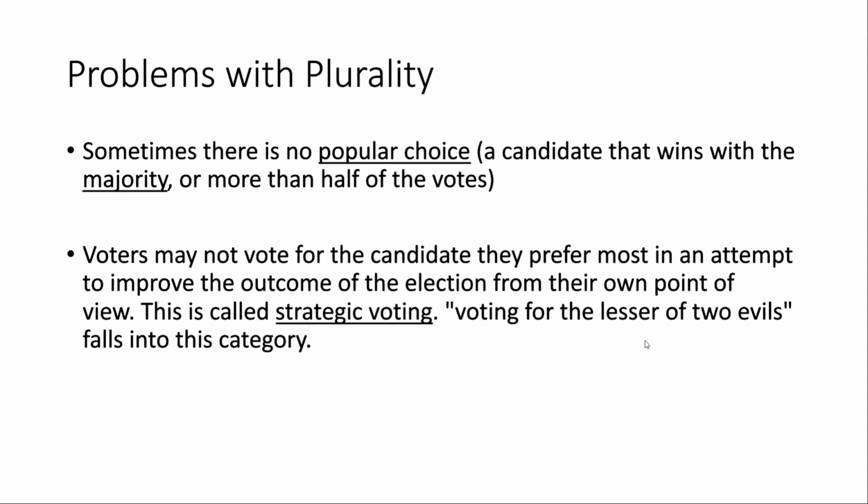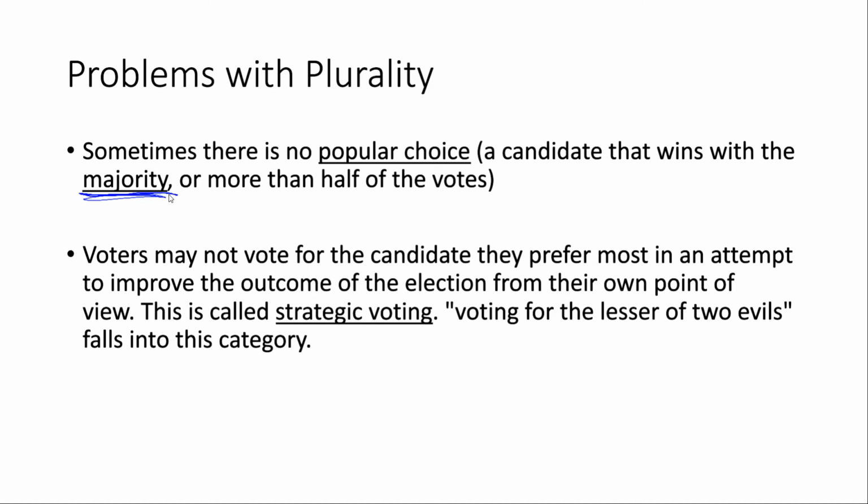Now we'll talk about some problems with the plurality method for voting. One problem is sometimes there is no popular choice. A popular choice is a candidate that wins with the majority, or more than half of the votes. So if you see this word majority come up in any problems or anywhere in your textbook, what this means is more than half of the votes, so at least a little bit more than half. So not 50%, slightly more than 50%.